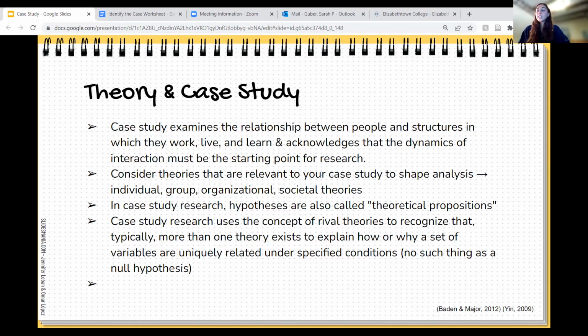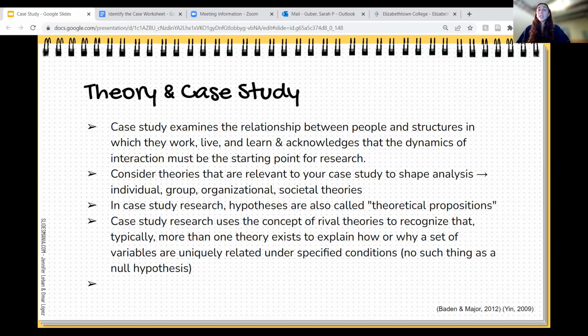These theories can be individualistic. Maybe you're using a developmental theory or cognitive behavioral. Maybe you're looking at group theories. If you're looking at a business or a school system or family, you can use dynamic systems theory. You can look at a work team or a family. You can use organizational theories, which focus on structure and function, or you can even use societal theories, which might focus on things like urban development, institutions, or technology.